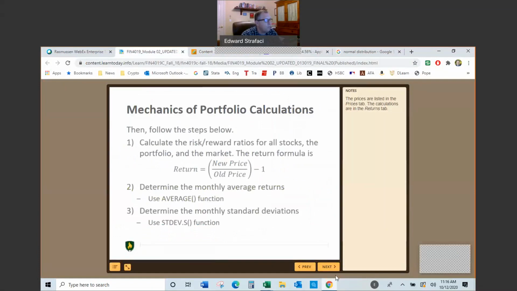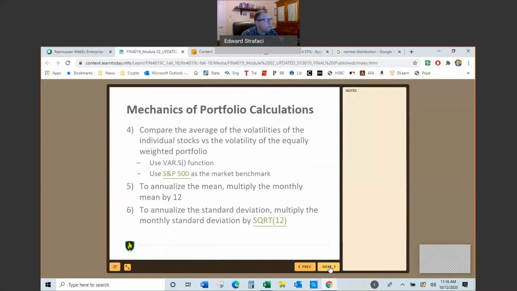And there's just more on what we did. We use the S&P 500 as a benchmark because the S&P 500 gives us an overall look at all the major stocks in a portfolio. And we find this, and if we want to annualize it, we just need to multiply the monthly average, the mean, by 12. We want to annualize the standard deviation. We multiply the monthly standard deviation by the square root of 12. So remember that little mathematical trick. To find the annualized mean, we multiply the monthly averages by 12. To annualize the standard deviation, we multiply the monthly standard deviation by the square root of 12.